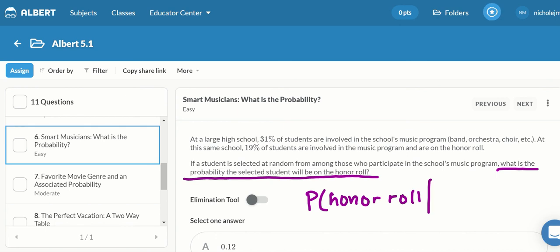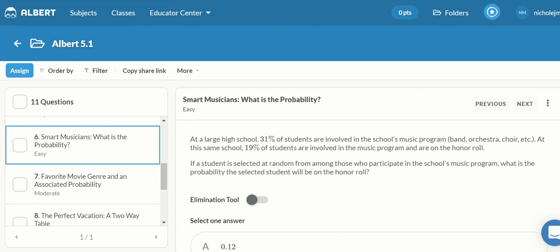And the given information is if a student is selected at random from among those who participate in the music program. So I know the person is in a music program. What's the probability that he or she's going to also be on the honor roll? So on the top, you want to use the probability that the student is both honor roll and music, and then you want to only divide by the probability of music. Let's take a look at question number 7.